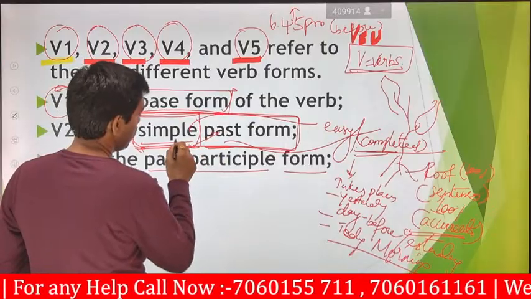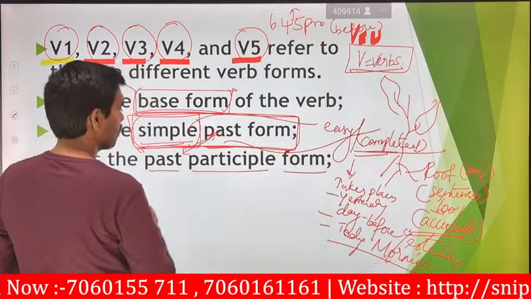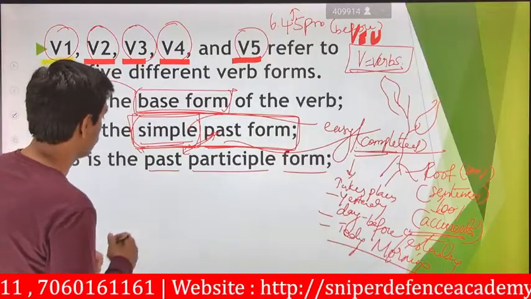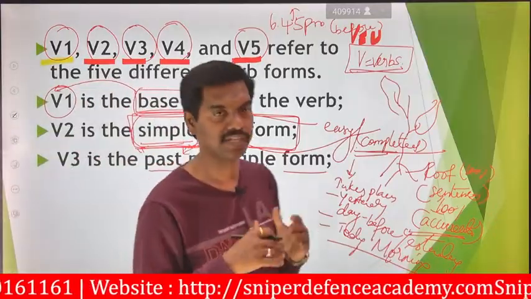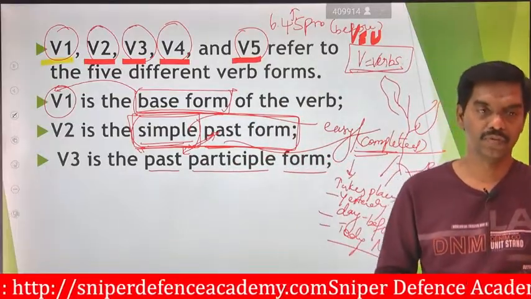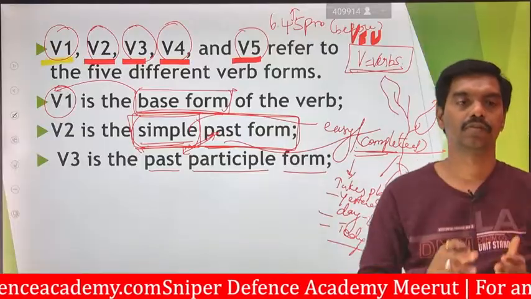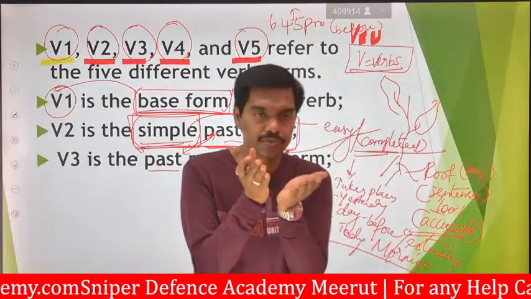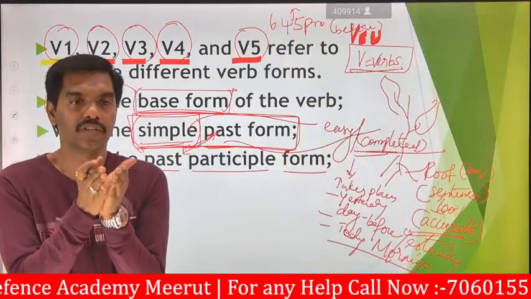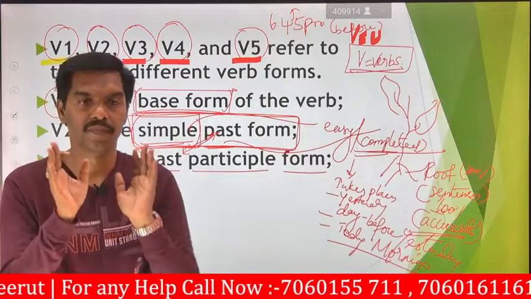It is the simple past form. This will be in terms of the past participle form. So the action which has taken place will be in terms of past tense. But V2 and V3 remain the same, with only a small difference. So V2 is said to be the simple past, and V3 is said to be the past participle form.